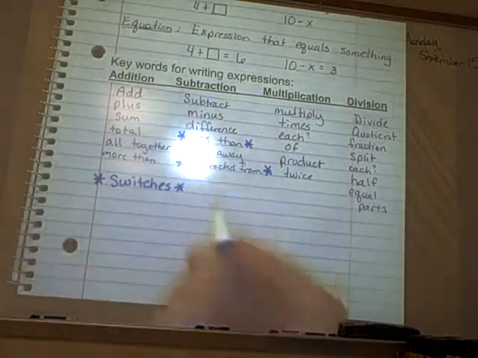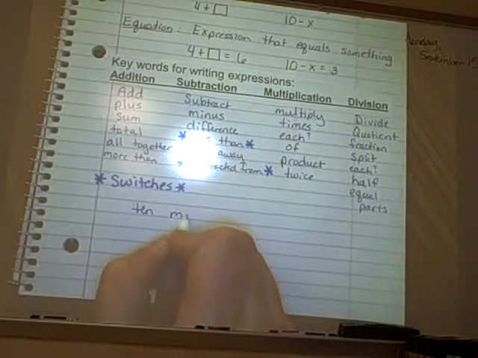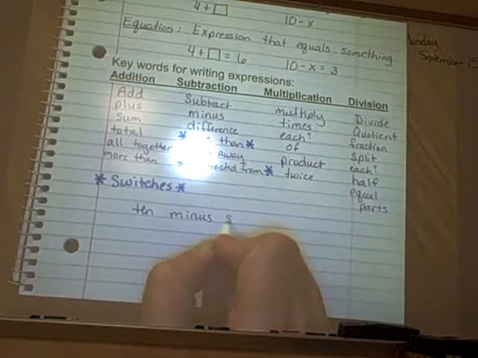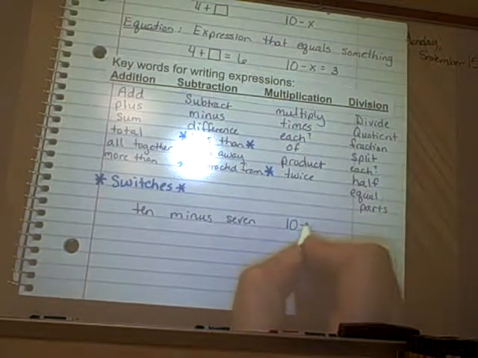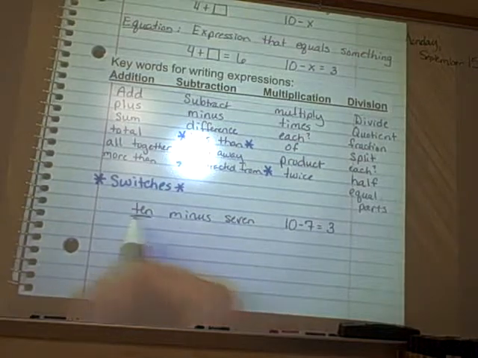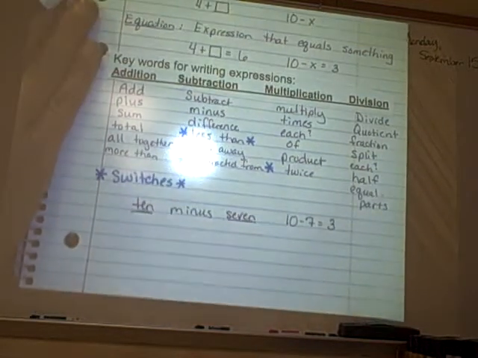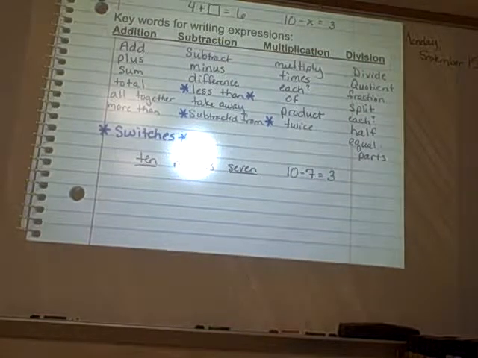For instance, if I say 10 minus 7, I would just do 10 minus 7 and get 3, right? 10 would come first, 7 would come second. Does that make sense? 10 minus 7. Minus is not a switch.